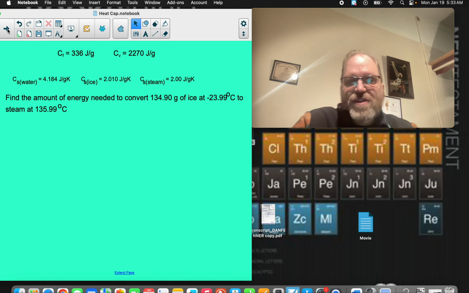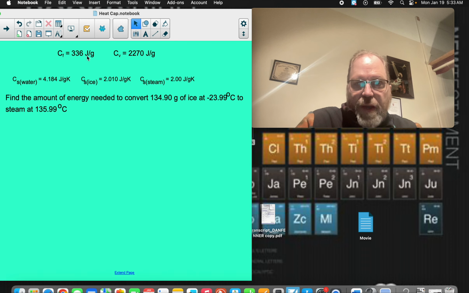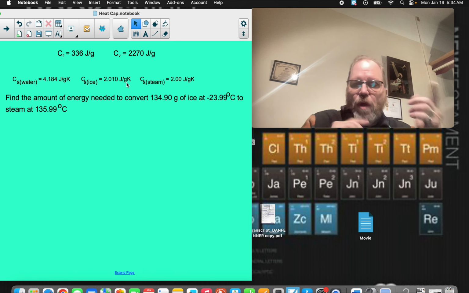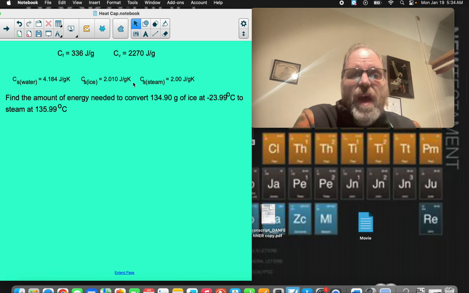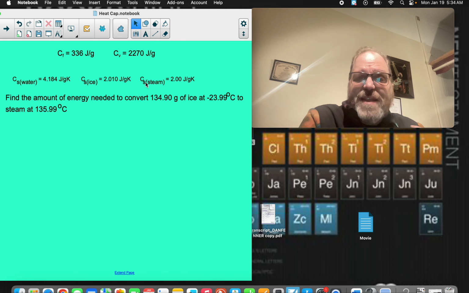Now, we had these from last year. The C of F of ice is 336 joules per gram. The C of V of water is 2,270 joules per gram. We talked before about the specific heat of water, which is 4.184. The specific heat of solid ice is 2.01 joules per gram Kelvin. We can also do degrees Celsius, which is what we're going to do. And the specific heat of steam is 2.00 joules per gram, degrees Celsius or Kelvin.